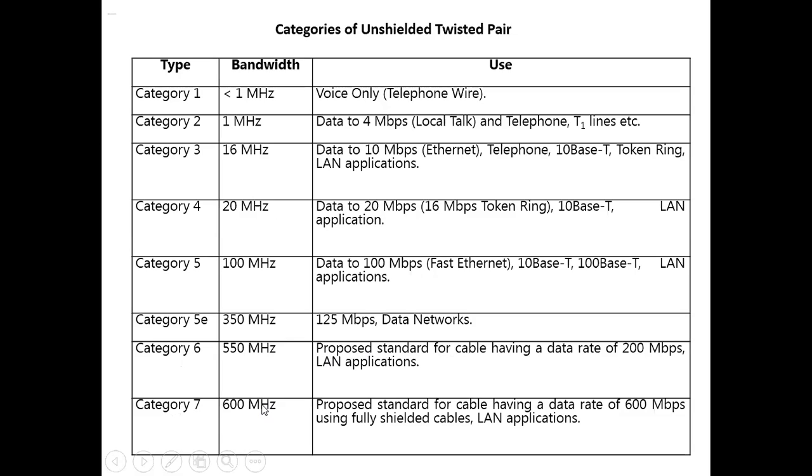And category 7 is up to 600 megahertz bandwidth. So it is proposed for the standard of cable having a data rate of 600 Mbps using fully shielded cable. So STP type of application, local area network application. If you really want to know, the category 7 cable is nothing but STP cable and the bandwidth supported is 6 times that of fast Ethernet, that is 100 into 6, 600 Mbps bitrate is supported by such type of category 7 STP cable.